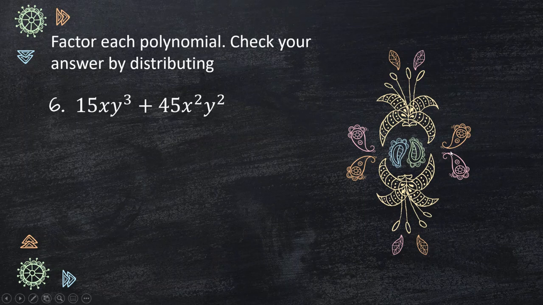All right. Number 6, look at your coefficients, which are 15 and 45. Those are both divisible by 5 because they end in 5. And then if we add up the digits, 1 plus 5, I get 6. So it's divisible by 3. If it's divisible by both 3 and 5, then it's divisible by 15.